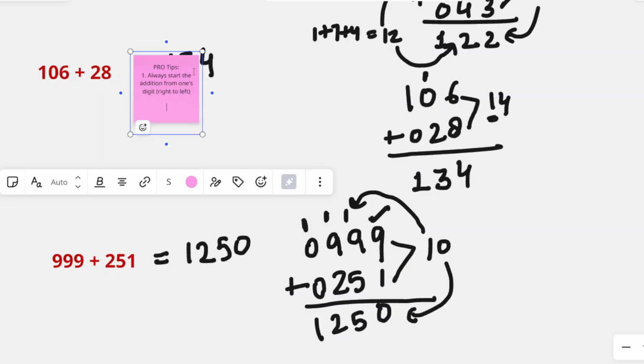What's next? Don't forget the regrouped digit, right? Sometimes while adding we skip the regrouped digit. It happens with everyone, so no need to worry. Just be mindful of these tips. Don't forget to add the regrouped or carried digit.